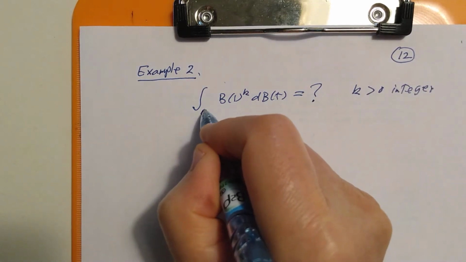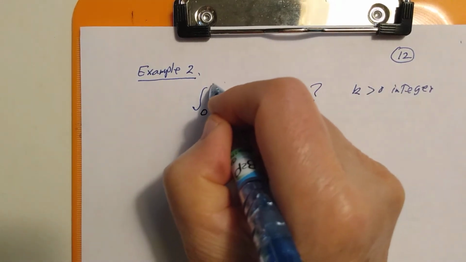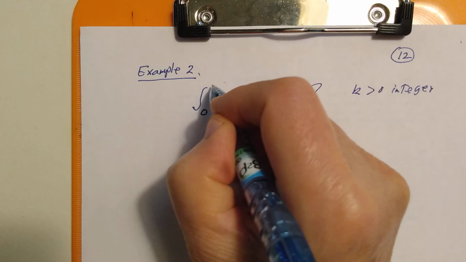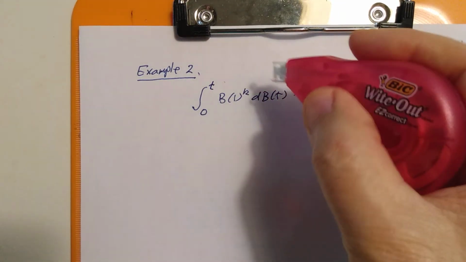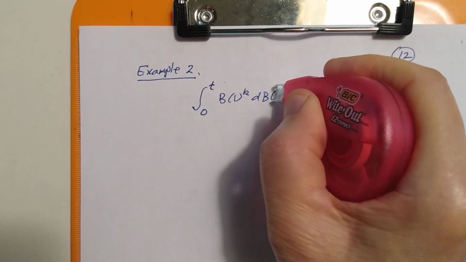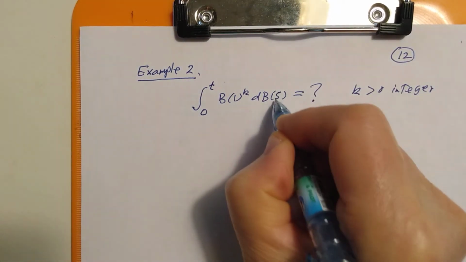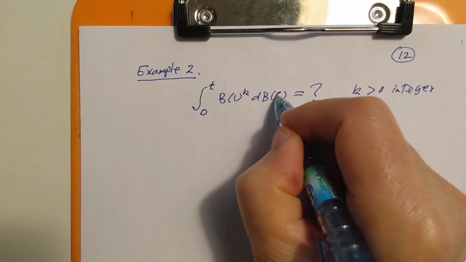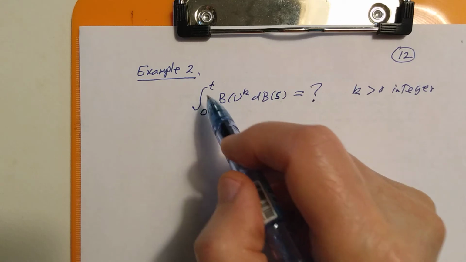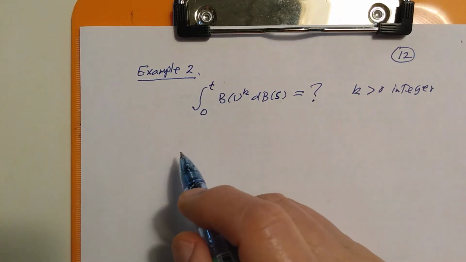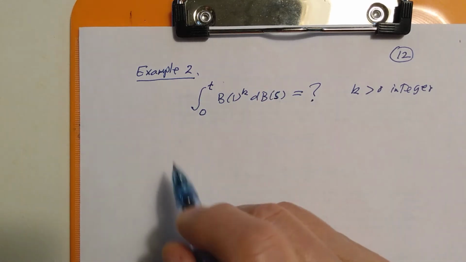The integral, instead of 0 to 1, this time I'm going to do the integral from 0 to t. Oh, then I should change this t to s. Sorry about that. The reason that I want to replace 1 by t for the upper limit of integration is that then this is a stochastic process.